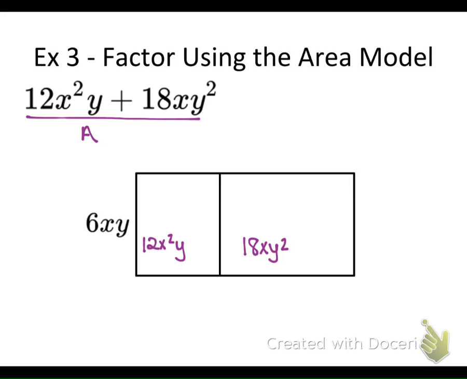So I know this is my area, I know this is my height. What formula am I going to put in here to find my width? What number have they already provided me with? 6xy. 6xy, which is my what, Isaiah? I almost gave you the answer. My height. Very good. Thank you. So this is my height. I'm going to go ahead and put 6xy in here times blank equals 12x squared y.